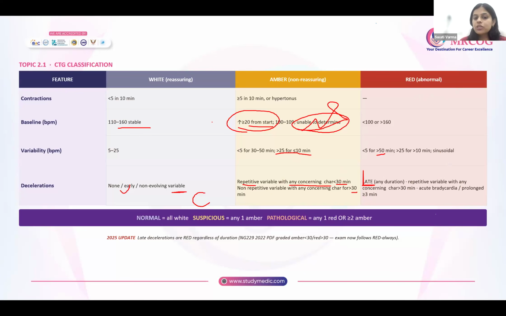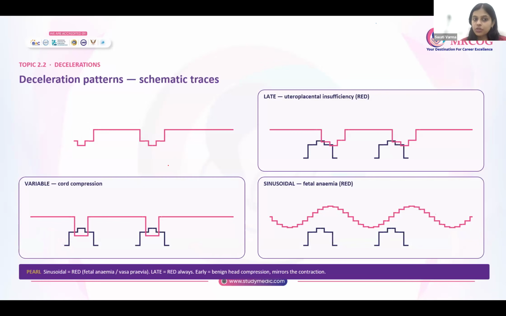So if all the features are white, it's normal. Any one feature amber, it is suspicious. Any one red, then it's pathological. Or 2 ambers again make the CTG pathological. So according to the 2025 update, late decelerations are always red, regardless of duration. Okay, so this was regarding CTG classification.